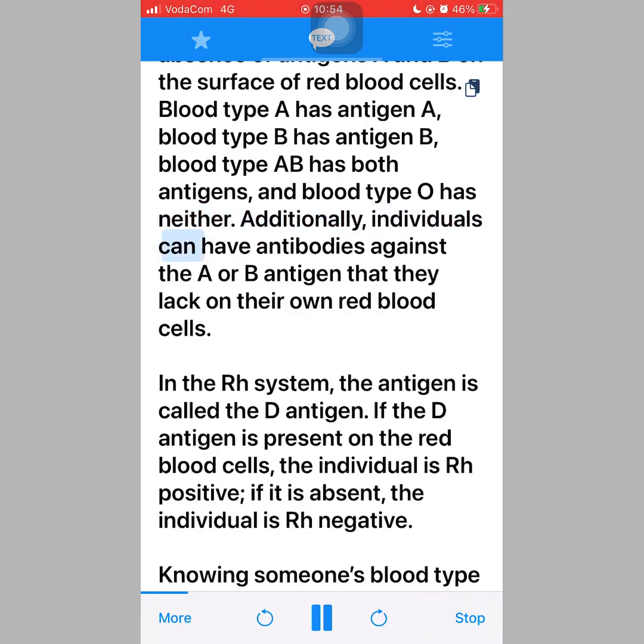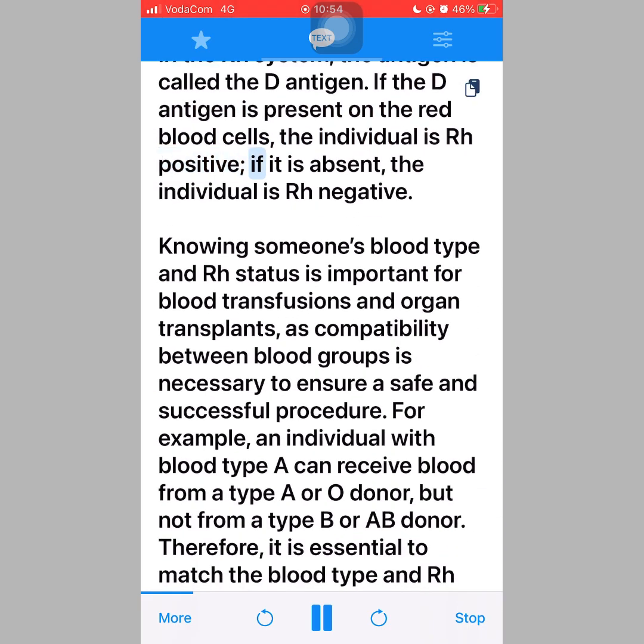Additionally, individuals can have antibodies against the A or B antigen that they lack on their own red blood cells. In the RH system, the antigen is called the D antigen. If the D antigen is present on the red blood cells, the individual is RH positive; if it is absent, the individual is RH negative.